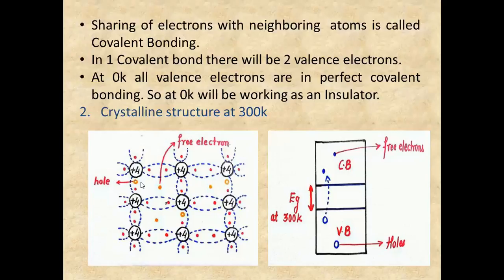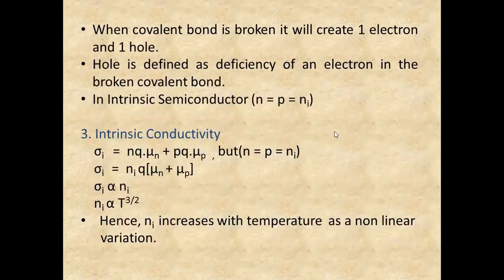The electron moves into some free space and the hole resides in the covalent bonding. So when a covalent bond is broken, it will generate 1 electron and 1 hole. The electron jumps from the valence band to the conduction band and becomes a free electron, while the hole remains in the valence band. What is a hole? A hole is defined as a deficiency of an electron in the broken covalent bond.